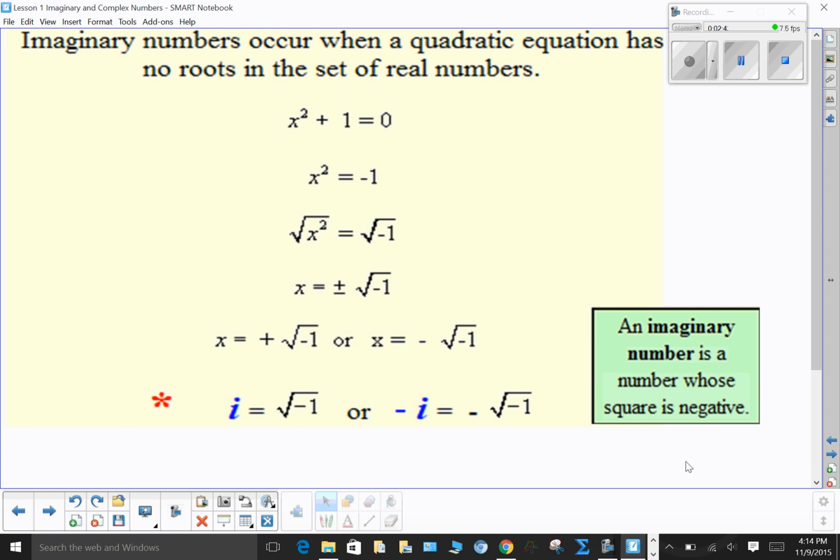Now, imaginary numbers occur when a quadratic equation has no roots. Notice this is a quadratic, not a fourth, not a sixth, not an eighth, only something squared. So if we have x squared plus 1 is equal to 0, x squared is equal to -1, we take the square root and we get plus or minus the square root of -1. The square root of -1 is the imaginary unit. So right here, the square root of -1 is our imaginary unit, which we call i. Negative the square root is -i. That's all i is. i is the square root of -1.